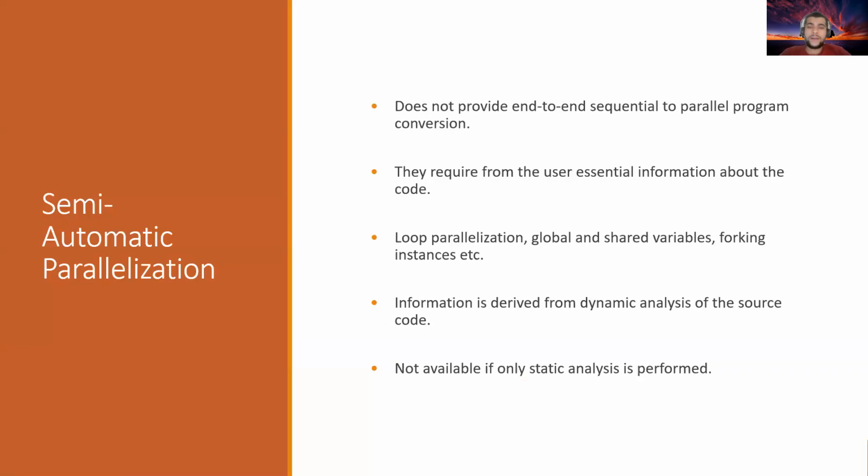Again, next we have semi-automatic. So this does not provide end-to-end sequential to parallel conversion. They require some essential input from the developer, which could be in the form of loop parallelization opportunities where the developer annotates or includes some information and then explicitly marks the variables which are global and which of them are shared so that the data dependencies are fully checked, and then forking instances are also marked and stuff like that. So the information is derived from dynamic analysis of the source code, which is again not available if you only do static.